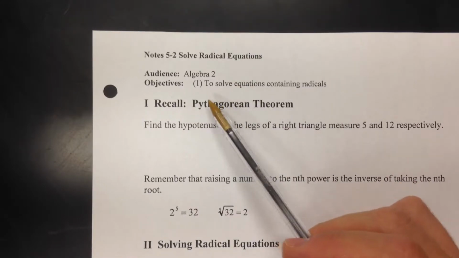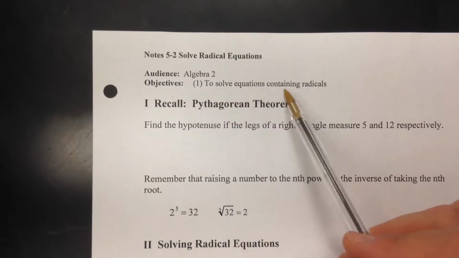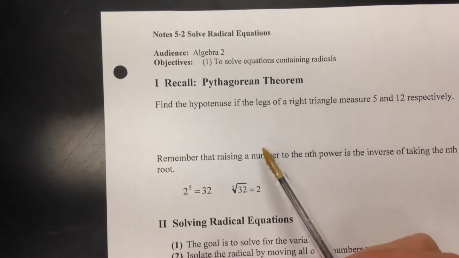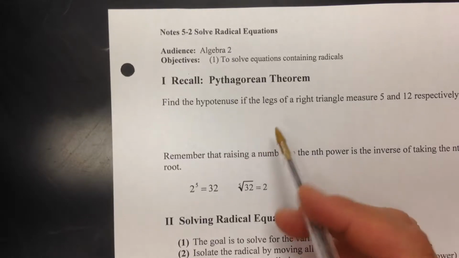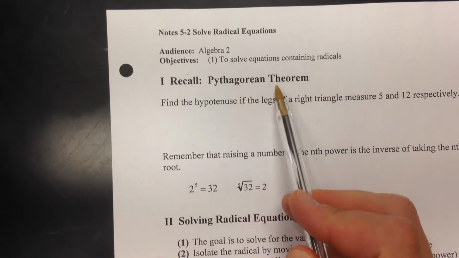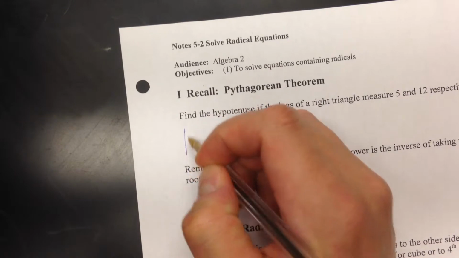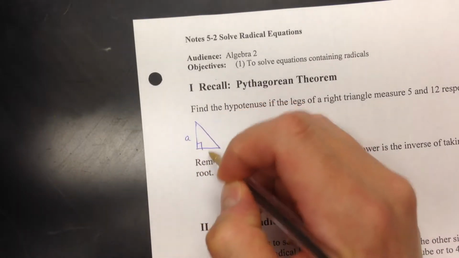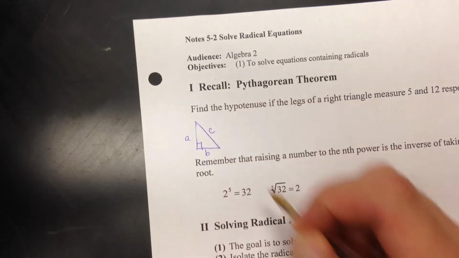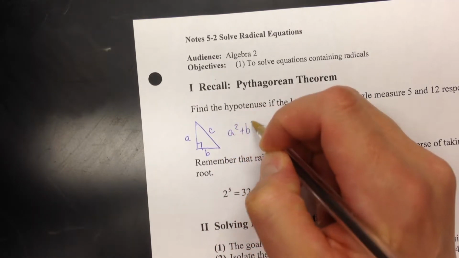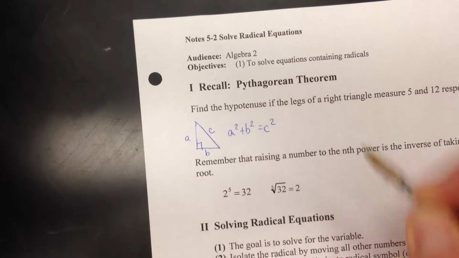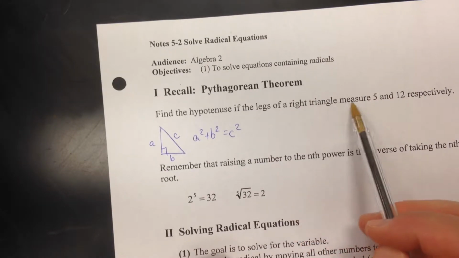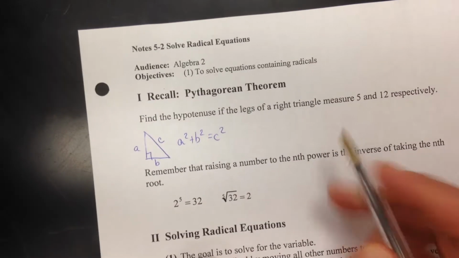Okay, so our goal for today is we're going to solve equations containing radicals. And to do this, to start, we're going to take a little trip down geometry lane and talk about the Pythagorean theorem. The Pythagorean theorem says that when you have a right triangle, the two legs, A and B, and the hypotenuse is C, A squared plus B squared is equal to C squared. So let's find the hypotenuse if the legs of a right triangle measure 5 and 12 respectively.